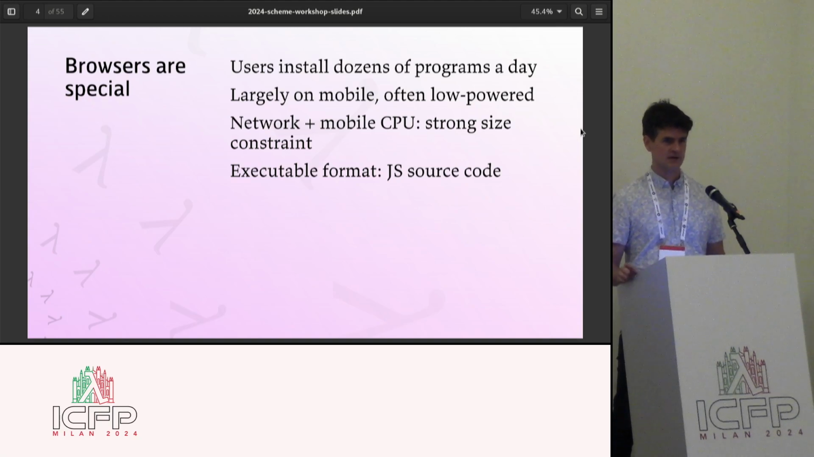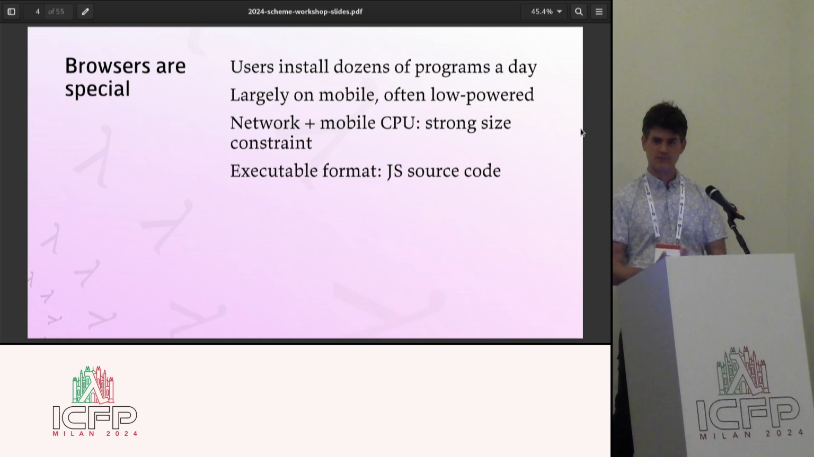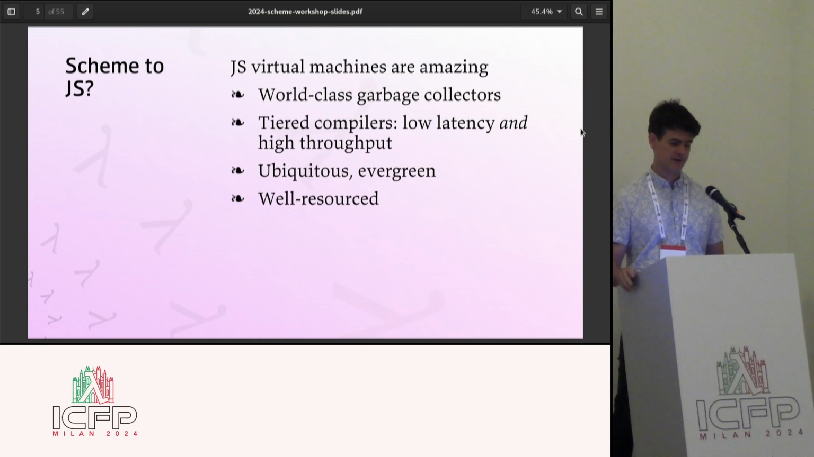In the same sense, the network is good in some places and not good in others. And this also imposes a constraint. You can't ship 10 megabytes. Well, maybe you can, but that doesn't lead to a good user experience. And then finally, if you're going to ship a program, you have to ship it in a form that can run, and the form that can run on the browser is JavaScript, meaning JavaScript source code. You have to compile and produce JavaScript source code, which is a thing you can do. So if you think about targeting Scheme to JavaScript, this exists, it's out there, and on the plus side, the JS virtual machines are amazing, right?